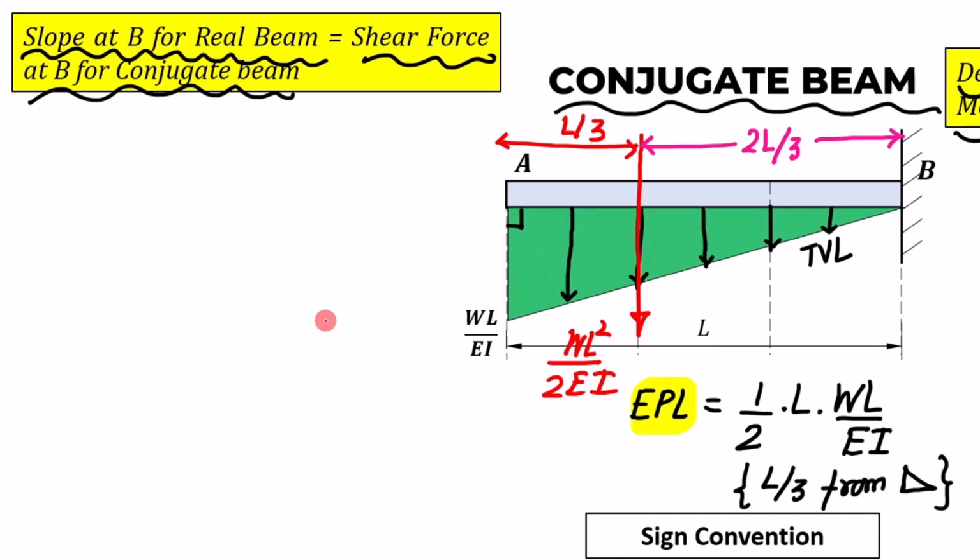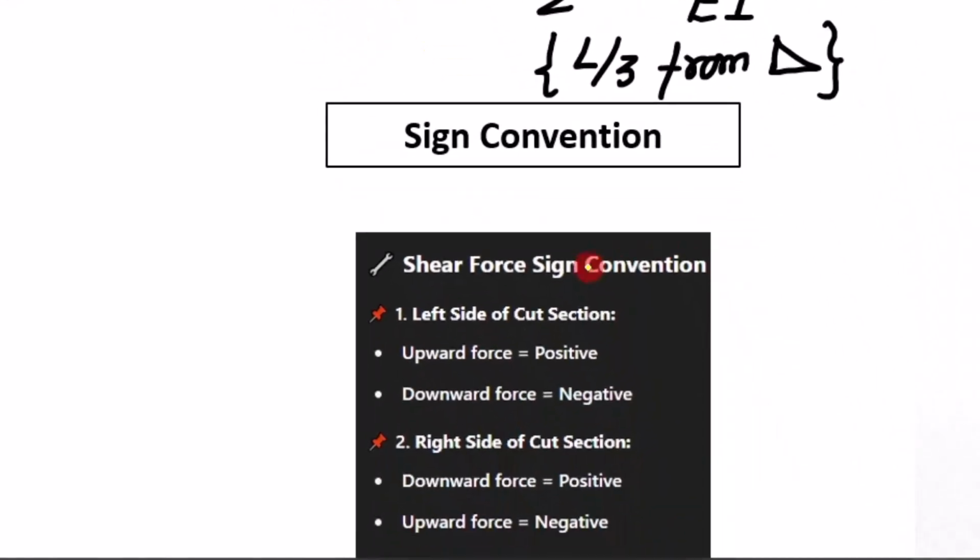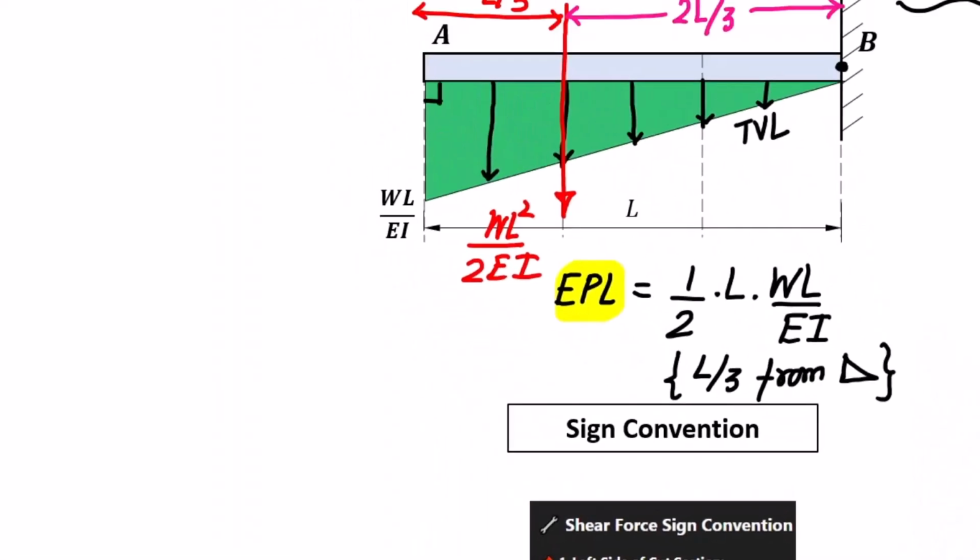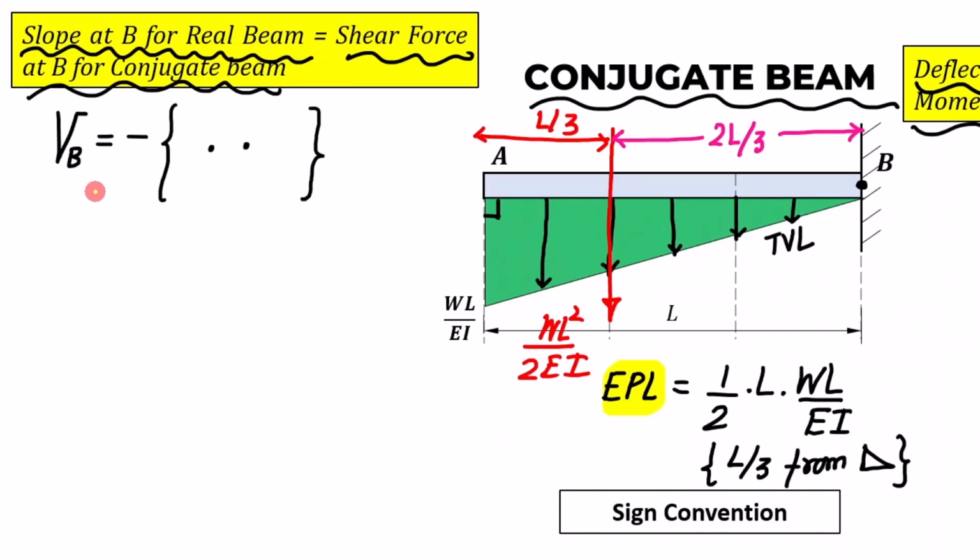Okay. Let's start with the shear force calculation. We want the shear force at this very point, so we have to consider this left portion of the beam. When you consider the left side portion of the beam, upward is positive and downward is negative. So the shear force at B, VB, is equal to, there is only this triangularly varying load that we have to deal with. So it is going to be half of base, which is L, times the height.